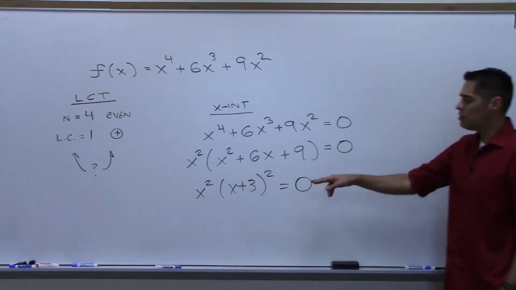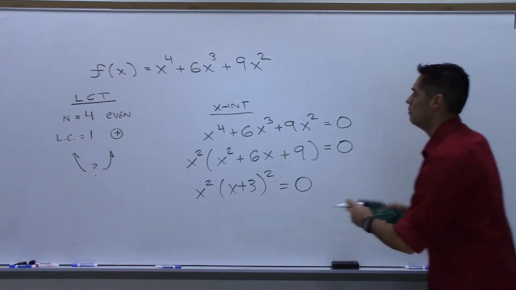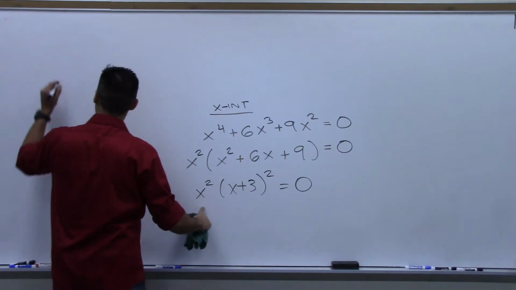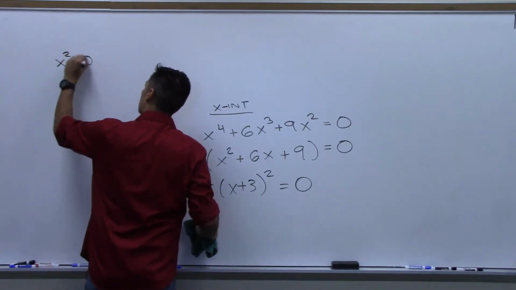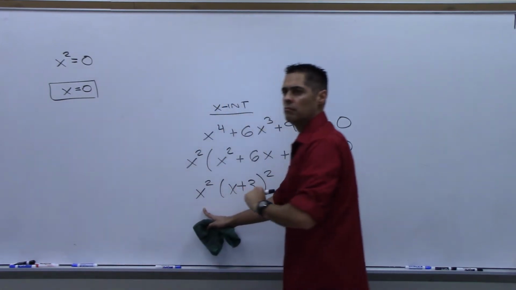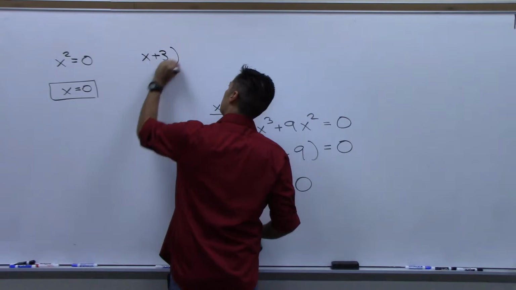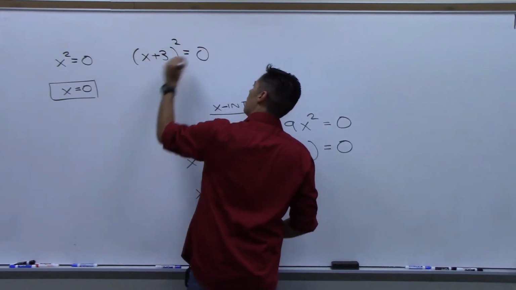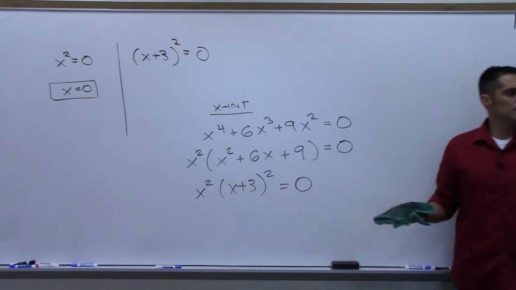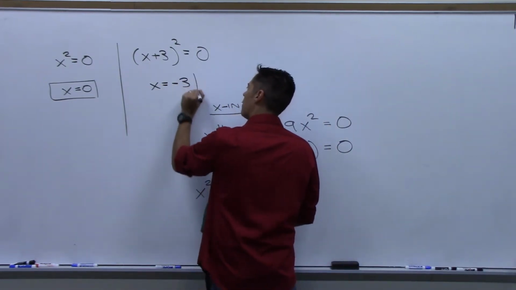Okay, can you set those both equal to 0 for me, please? So you set x squared equal to 0, you just get 0, right? Take the square root of both sides, you're done. On this one, x plus 3 squared equals 0. Again, take the square root of both sides, you still get 0, don't you? Yeah. So the answer here is x is negative 3.